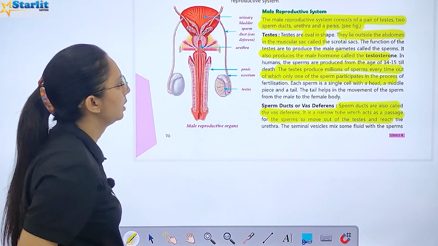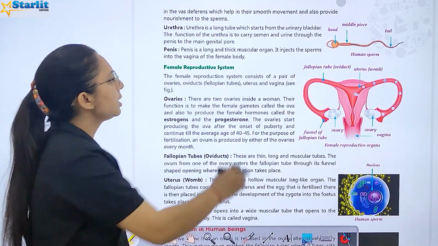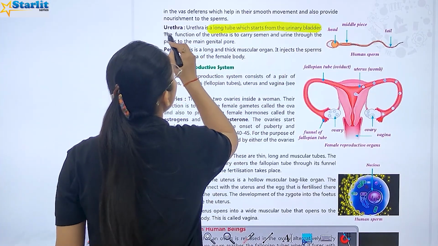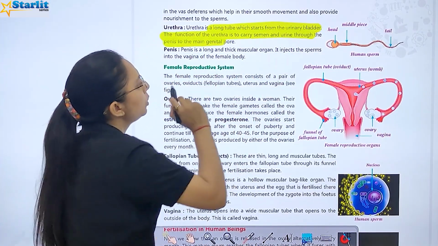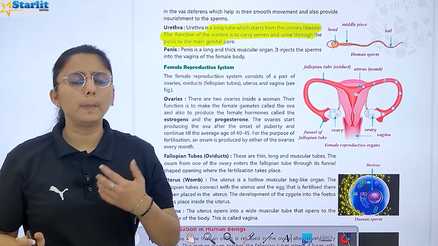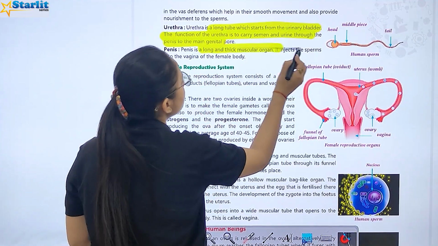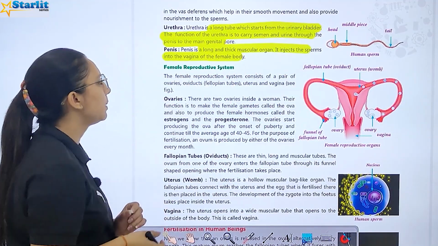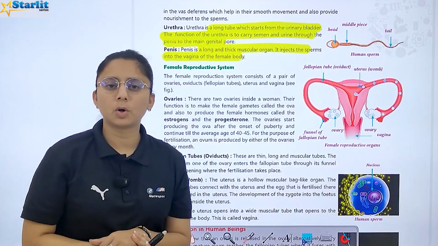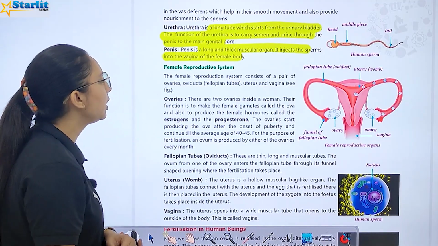Your urethra. Right? Now the urethra is a long tube which starts from the urinary bladder. Its function is to carry semen and urine through the penis to the male genital pore. The penis is a long and thick muscular organ which injects the sperm into the vagina of the female body. Right? Next is the female reproductive system.